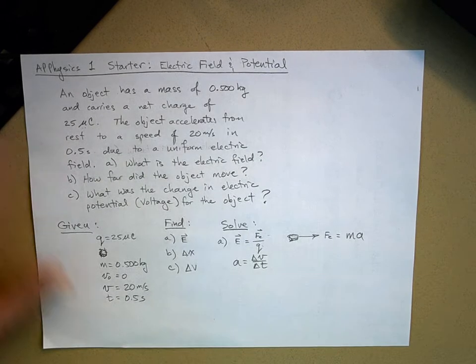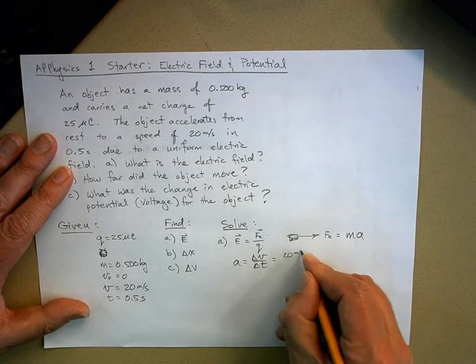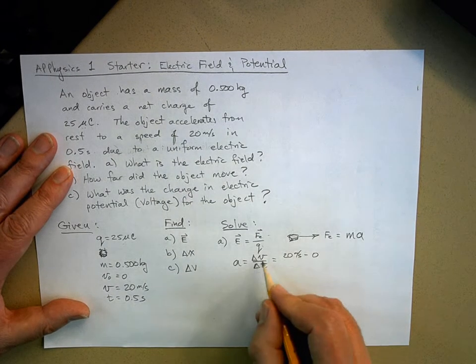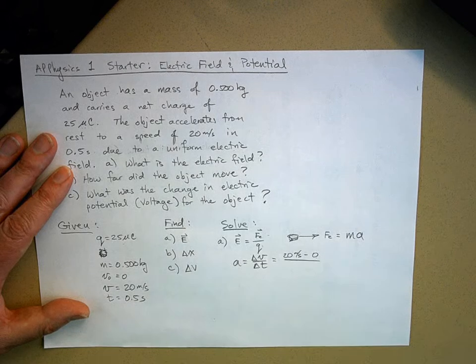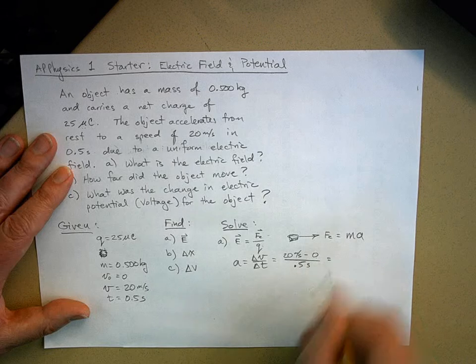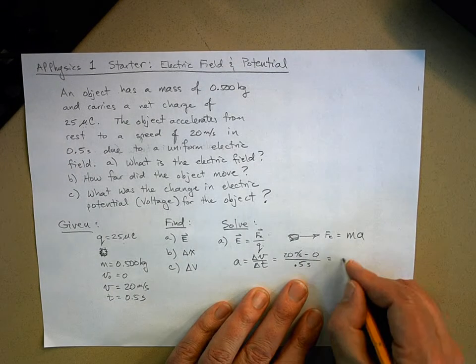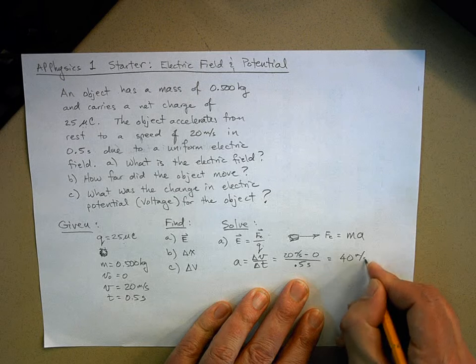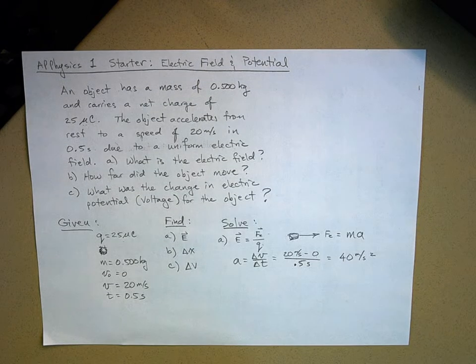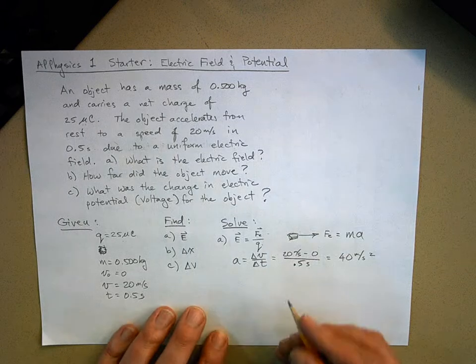You basically get this. So the change in velocity, well, it's going 20 meters per second. Subtract the initial velocity, but it started from rest. And then this all happened in 0.5 seconds. So 20 divided by 0.5, what is that? 40 meters per second squared. That's my acceleration.